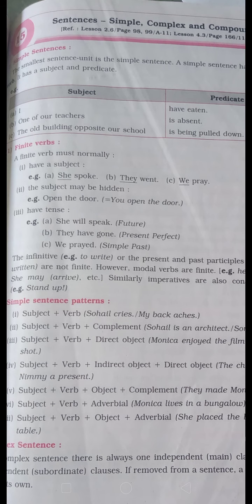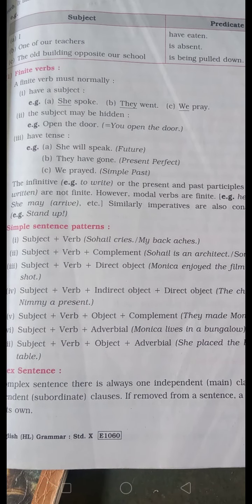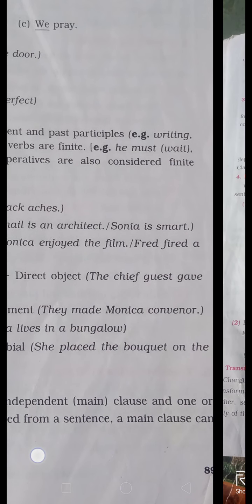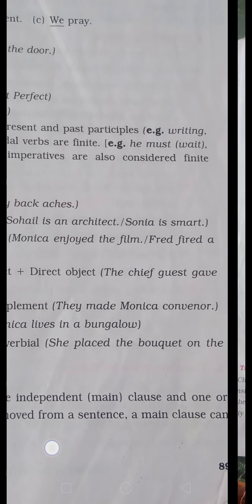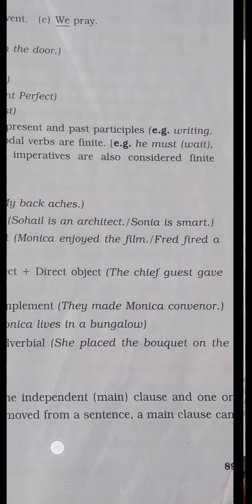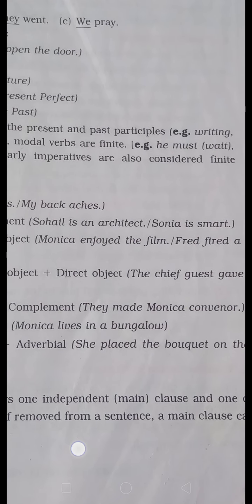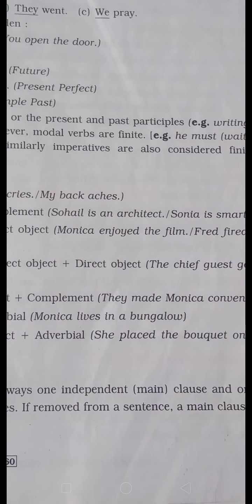In a complex sentence, there is always one independent clause, which means the main clause, and one or more dependent clauses. If removed from a sentence, a main clause can stand on its own. It means if you remove the subordinate clauses from this sentence, the main clause can stand on its own, without the help of subordinate clauses. This is how it is a complex sentence.